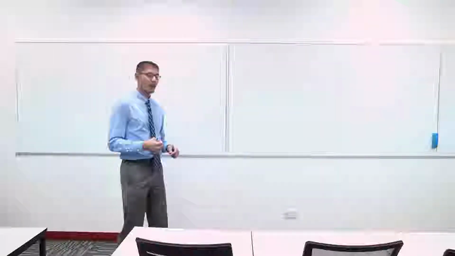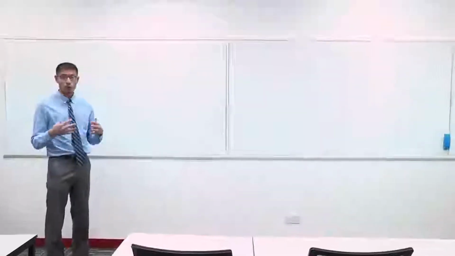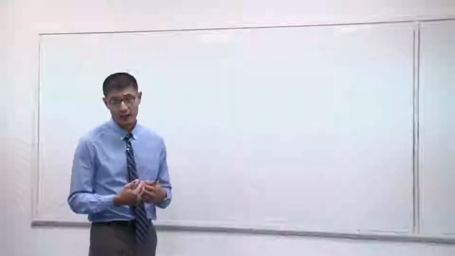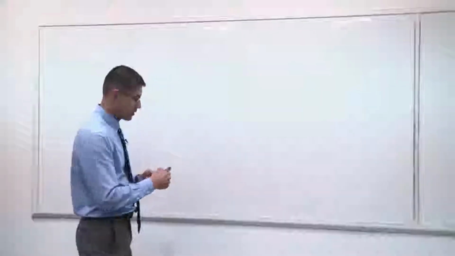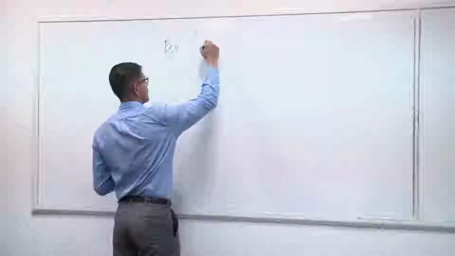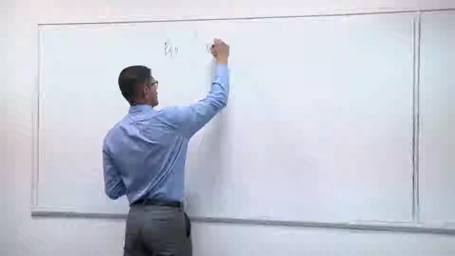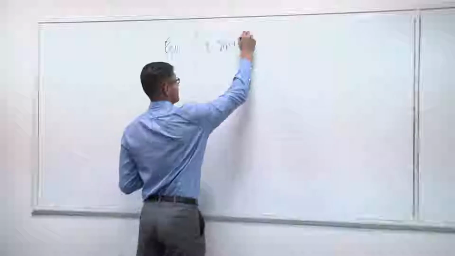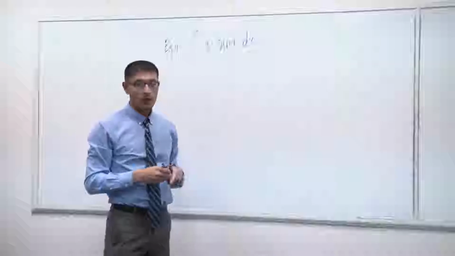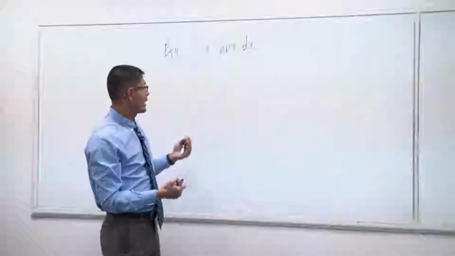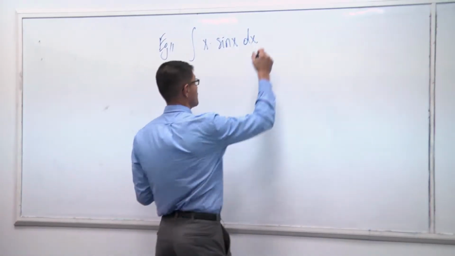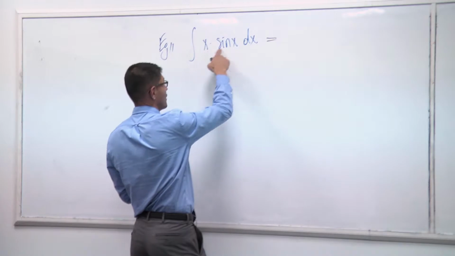Right, so recall that if we have a product of two functions, two functions multiplied, and you want to take the integral, you have to be a little bit careful. For example, let's say we want to find the antiderivative of x times sine x dx. So you have a product of two functions. To find the antiderivative, it's not very simple. In particular, you cannot just take the antiderivative one by one.